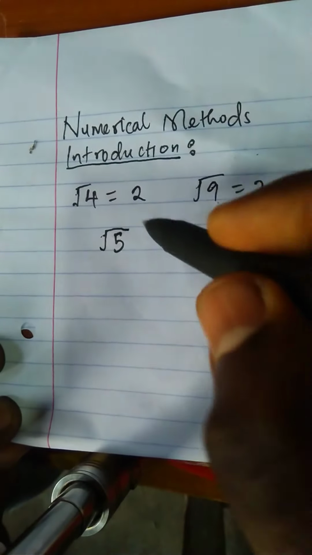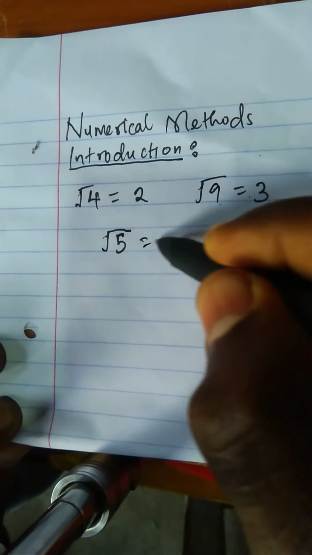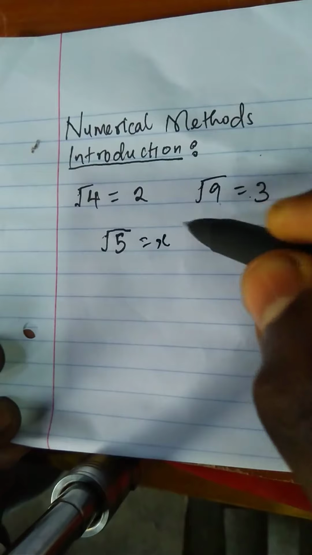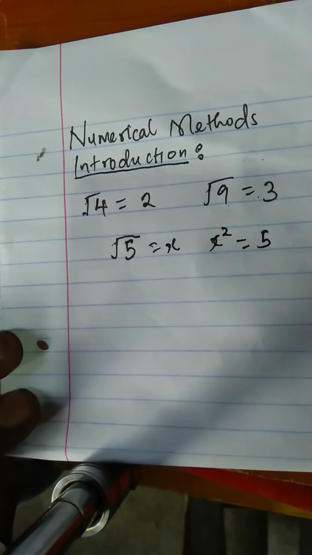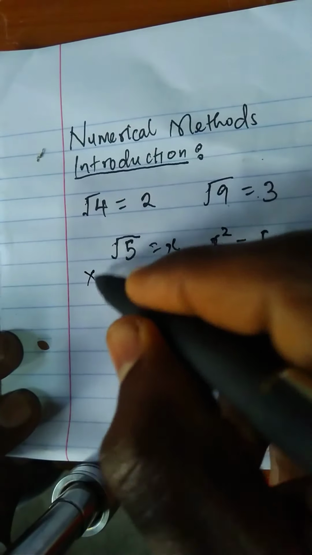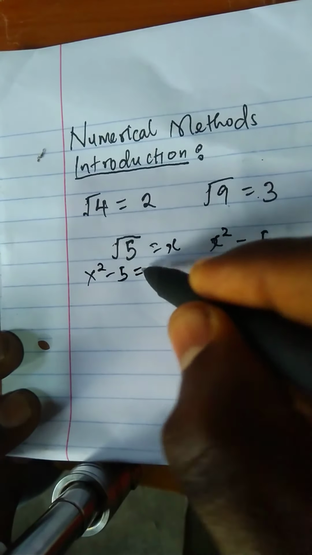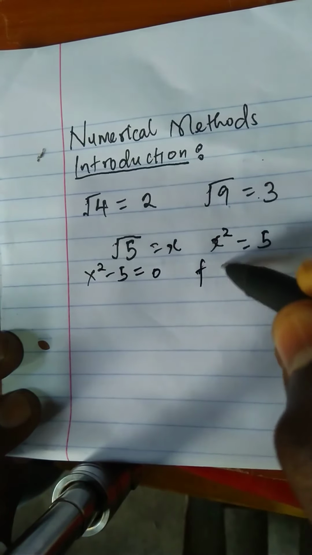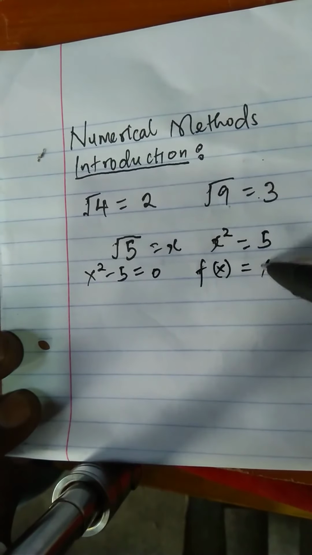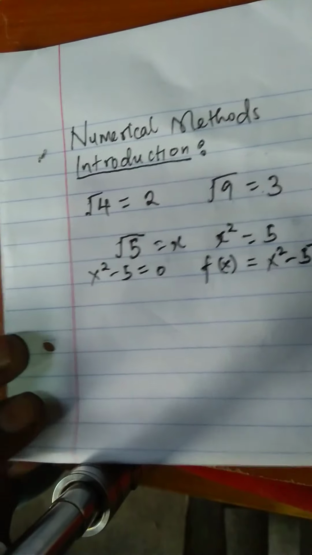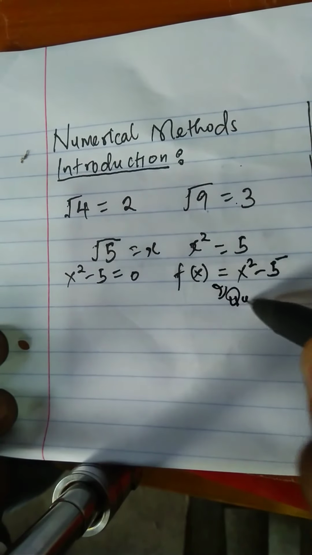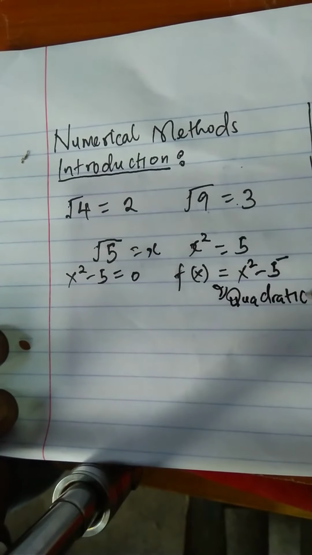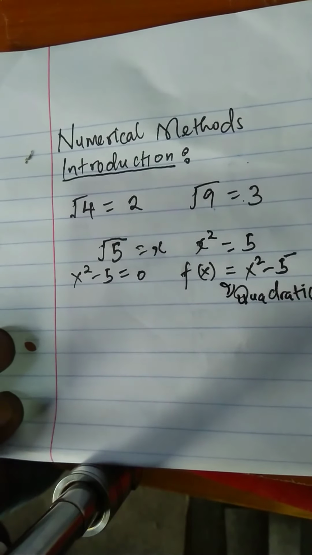So let's equate the square root of 5 to x. Therefore, if you square both sides, x squared equals 5. And if x squared equals 5, then x squared minus 5 equals 0, which we can let be a function f(x) = x squared minus 5, which forms a polynomial that is quadratic. So it has 2 roots, just like the normal one.